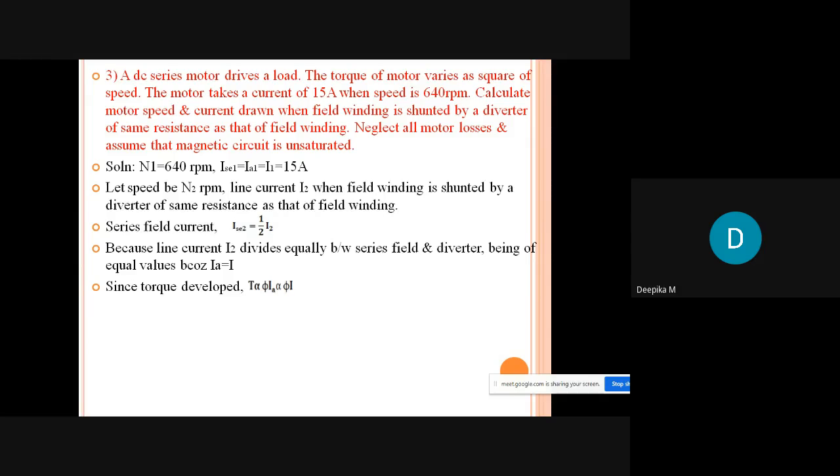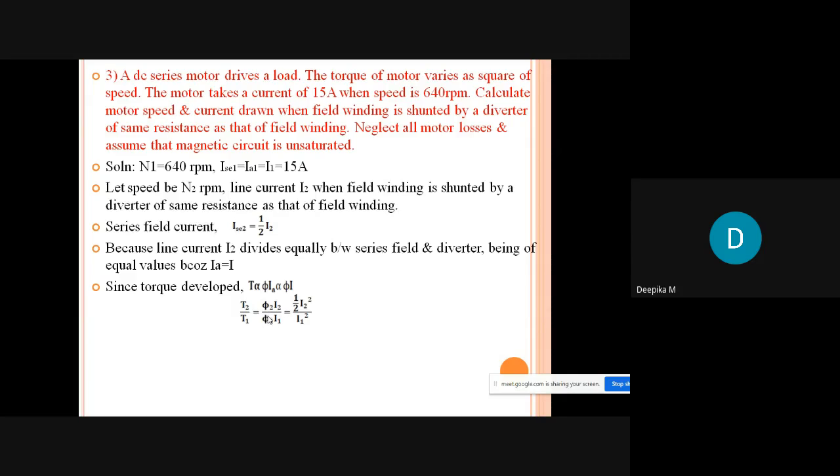Next, since the torque developed is proportional to phi into Ia, we know that torque is proportional to flux into armature current, and we can write it as flux into the common current I. By this relationship, it is a direct relationship, correct? So we can write T2 is proportional to phi2 I2, and T1 is proportional to phi1 I1. If I remove the proportionality constant, then I can write the equal sign. Therefore T2 by T1 equals phi2 I2 divided by phi1 I1.